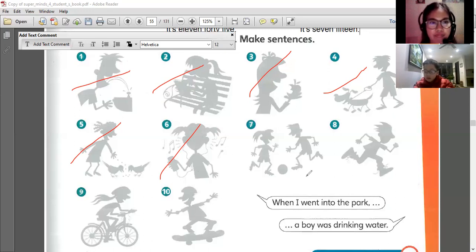Yes, go on. When I go to a roundabout, I see the boy and the girl playing football. Okay, again, it's I saw. Don't forget, it's in the past form. So, I saw a boy and a girl playing football. Exactly, very good. Okay, next, number eight.